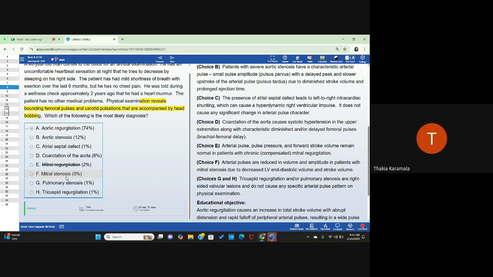Opening snap will be there. Opening snap. Diastolic murmur. Very good. Mid-diastolic murmur. Very good. So I want you to, whenever you see a murmur, just see if it is systolic or diastolic.